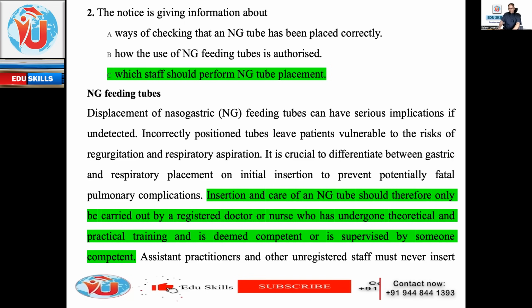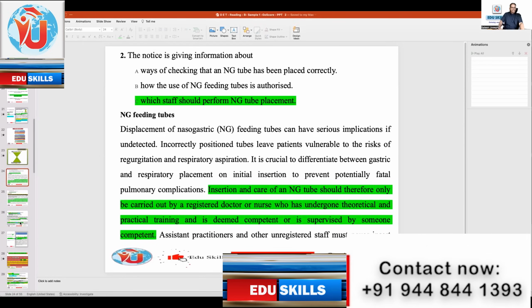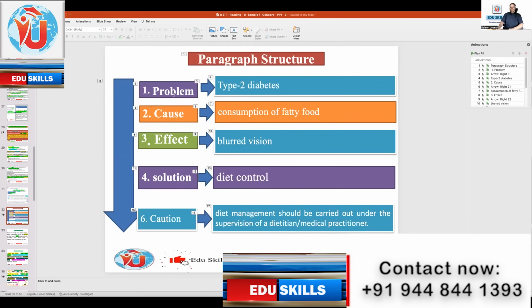Okay, let's see. If there are beginners, I will just take a step back and go to some basics. See now, paragraph structure. The problem could be type 2 diabetes. I'm giving another example to make you understand the paragraph structure. What is the cause? Consumption of fatty food. Then what is the effect? Blurred vision or some other effects. I just gave an example. The solution is diet control. The caution is that diet management or control should be carried out under the supervision of a dietitian or medical practitioner. See the beauty of a paragraph. This could be a paragraph about diabetic control, type 2 diabetes control or management. So this could be the structure.